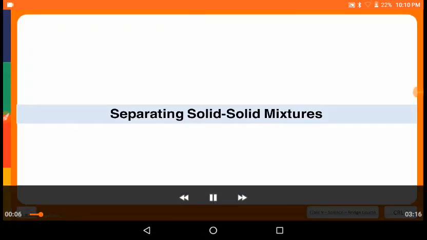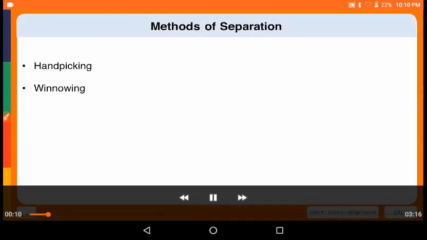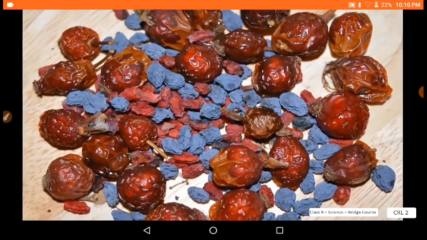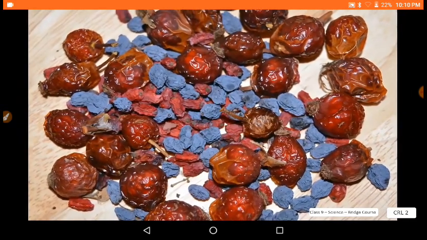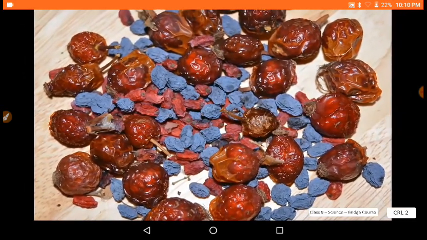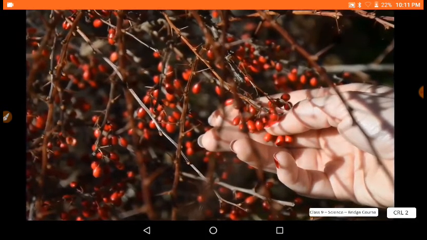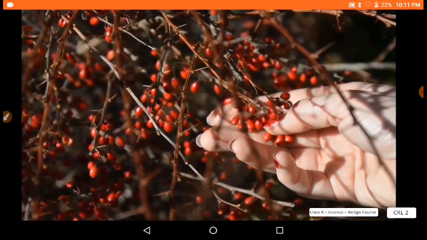The four methods of separating solid-solid mixtures are hand-picking, winnowing, sieving, and threshing. Hand-picking is used for mixtures in which the components look visibly different and are small in quantities. It is done by picking a component by hand and removing it from the other components.